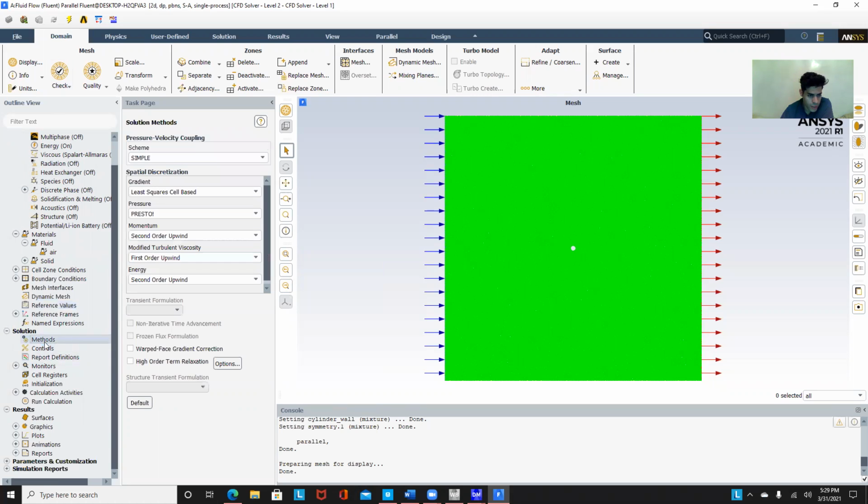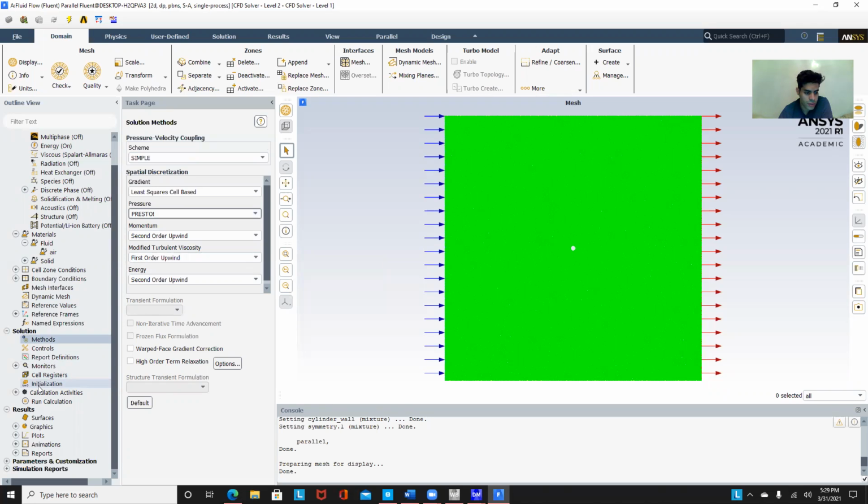And then we go over here to methods, the scheme. Like Dr. Osbey, he changed it to simple, not coupled. Some people use coupled, but I use simple. For the pressure, I was going to be using second order, but Dr. Osbey told us to use PRESTO, so I'm using that. I don't know the difference, honestly. I think it's going to be more accurate or something, but I'm not sure.